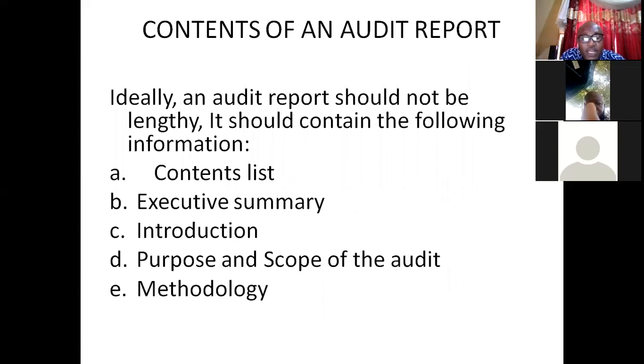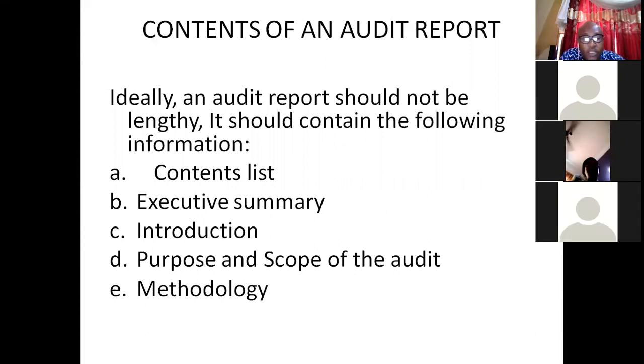An executive summary is normally about 5 or 10 pages. It is what the chief executive of the company normally reads. You don't expect the MD of the company or the chairman of the company to read 50 pages or 30 pages. The executive summary is normally what the chief executive of the company reads.